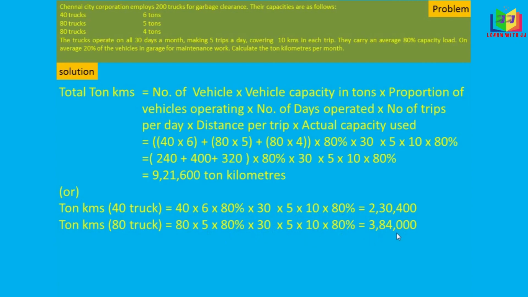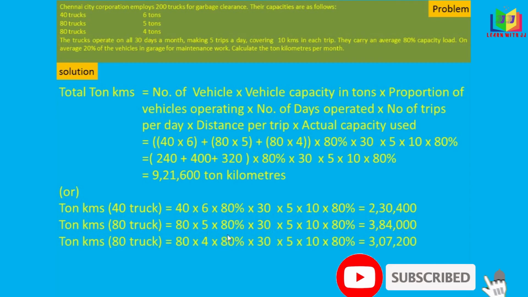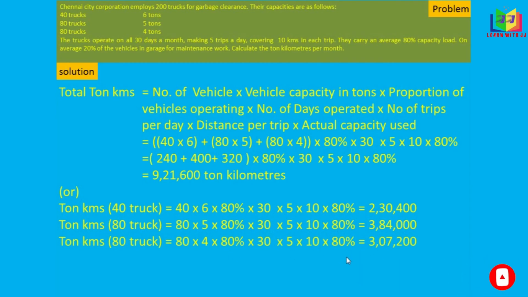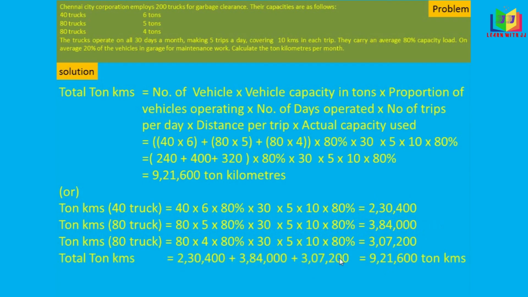We'll get 3,84,000. And for the third category of trucks, that is 80 trucks into 4 tons: 80 into 4, the other things the same, 80%, 30 days, 5 trips, 10 kilometers and 80% capacity. We'll get 3,07,200. If we add these three for the total 200 trucks, we get 9,21,600 ton kilometers. You got the same answer. So both ways you can do this problem.